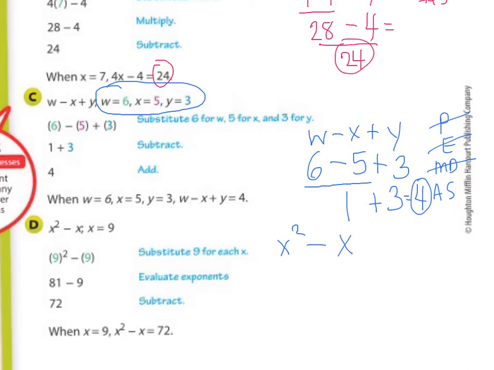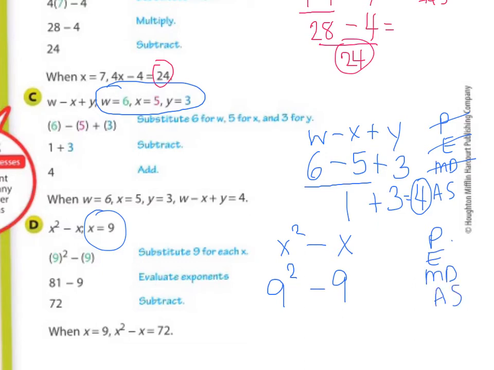All right, last problem, D, it says x squared, write this down, minus x. And then what do they tell you x is? x is 9. So let's write the problem again. Take out all the x's and put a 9. 9 squared minus 9. All right, please excuse my dear Aunt Sally.